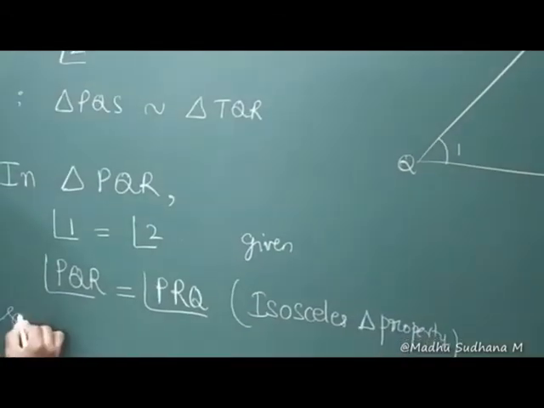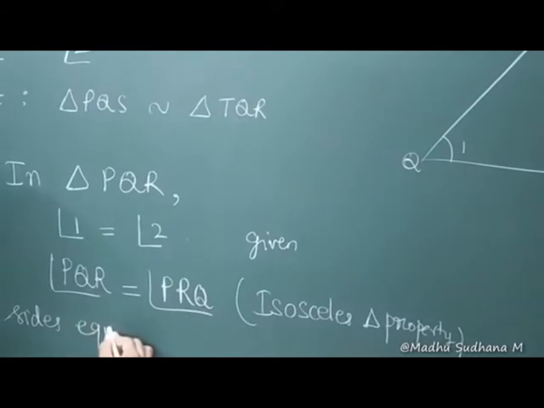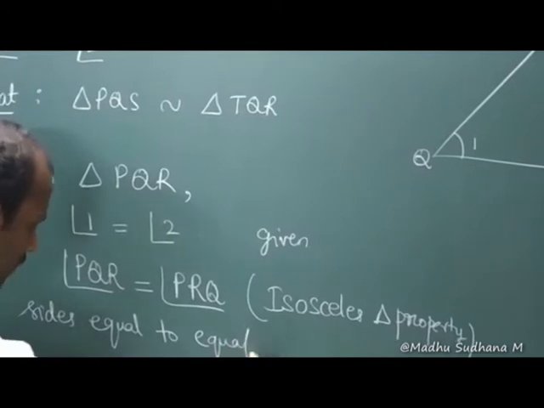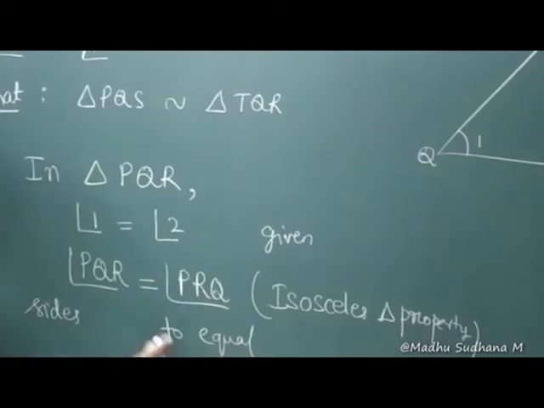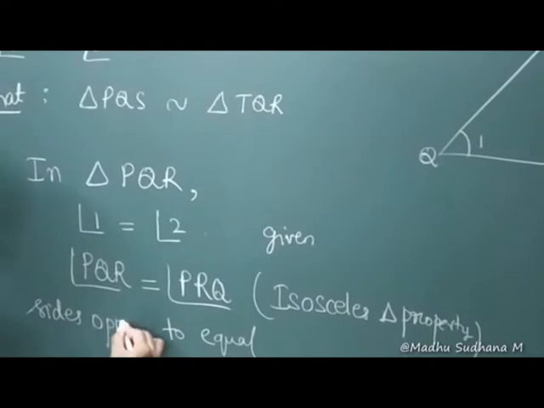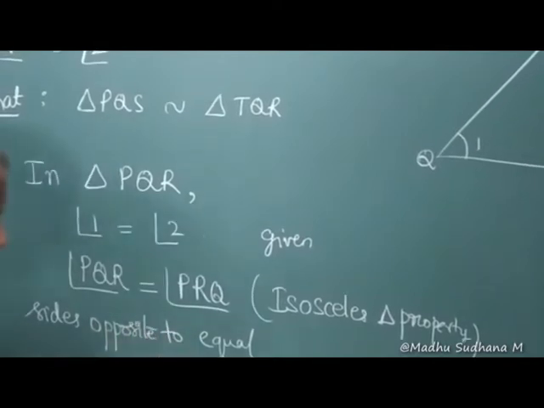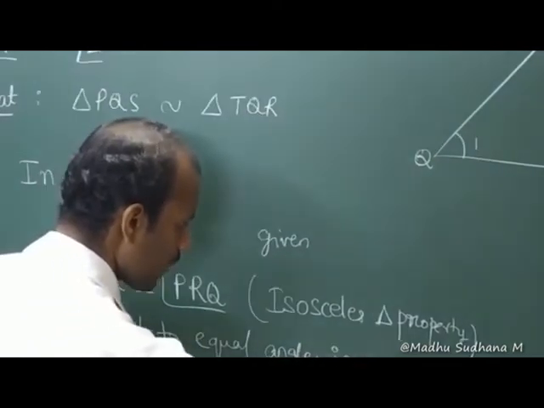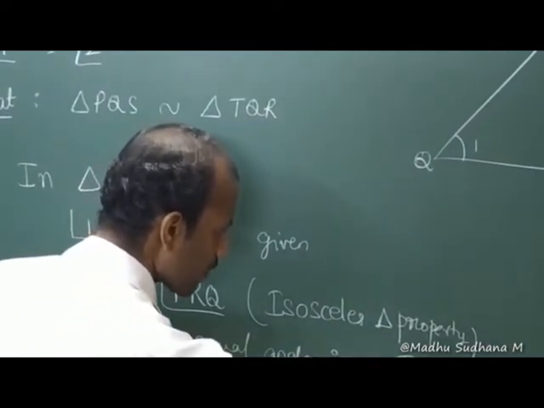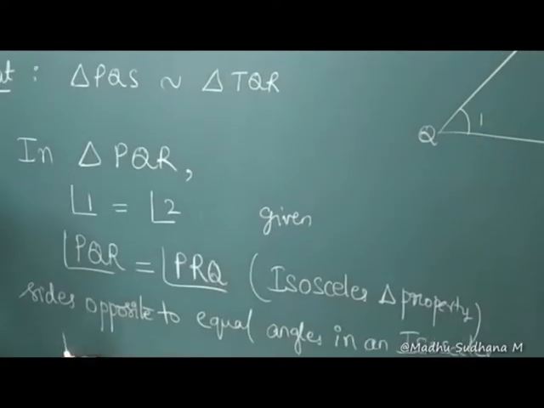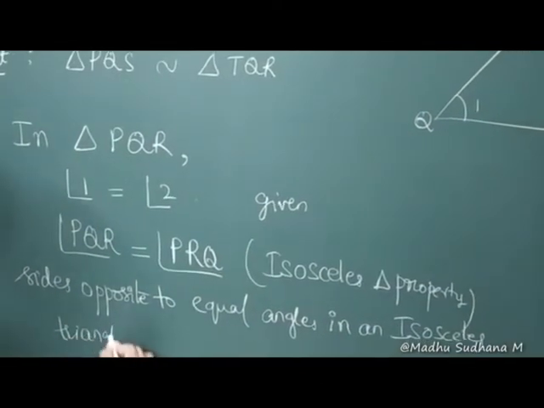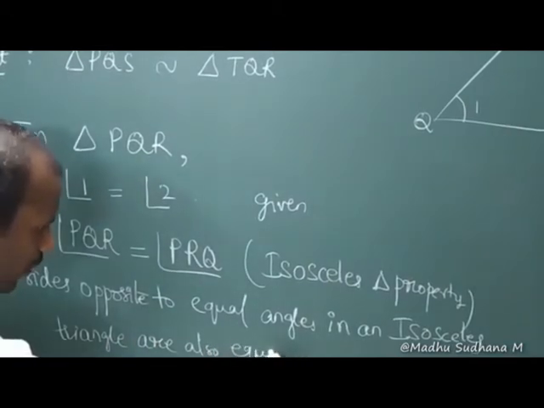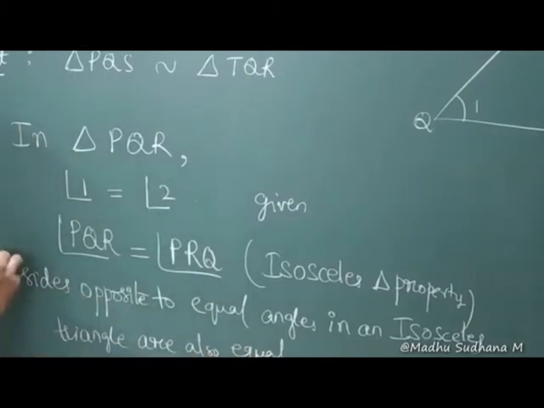We also know that sides opposite to equal angles in an isosceles triangle are also equal. So this is one important condition here.